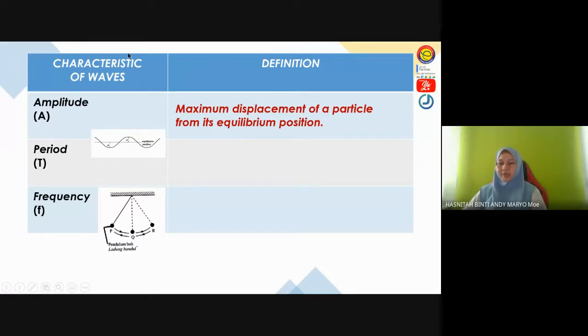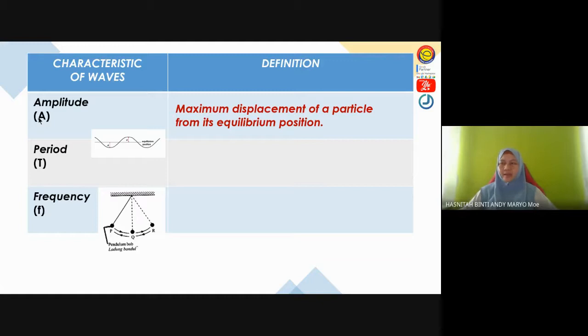And the symbol for amplitude is A. Actually it is capital A, but some books use small a. And we measure amplitude in a unit of, what do you think is the unit for amplitude? Displacement. What is the unit for displacement? We learned in chapter 1. The SI unit for displacement is meter. Yes, small m, meter.